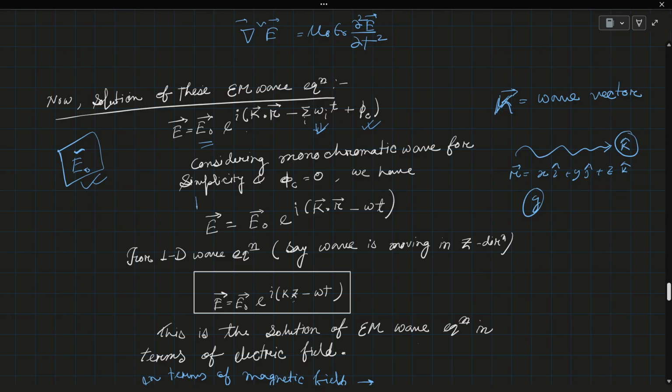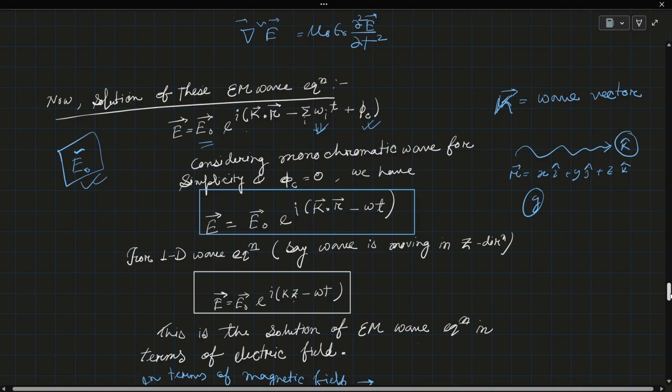So the electric field will be E equals E naught e to the power i (k dot r minus omega t). The summation sign is removed since we have taken the monochromatic wave, and phi c is zero, since I have considered the initial phase to be zero.